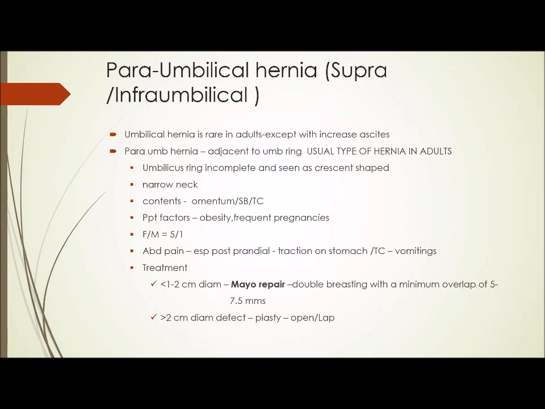Again, treatment. Remember, for any ventral hernia, this figure was initially 1 to 2 centimeters, now it has come down to 1 centimeter. So any hernia more than 1 centimeter should be subjected to a plasty. Any hernia less than 1 centimeter could be a Mayo's repair. But when you're doing a Mayo's repair, remember the double breasting. The double breasting should be such that the overlap between the two edges should be at least 5 to 7.5 millimeters. That means it should be somewhere in the region of half to 1 centimeter. If you don't have that much overlap, your Mayo's repair is bound to fail. If it's more than a 2 centimeter defect, then of course it has to be a plasty. Either do an open plasty or you do a laparoscopic plasty, right?